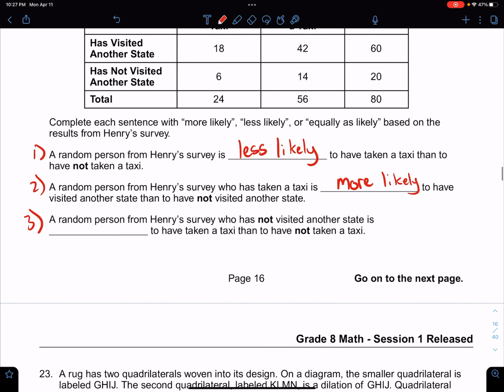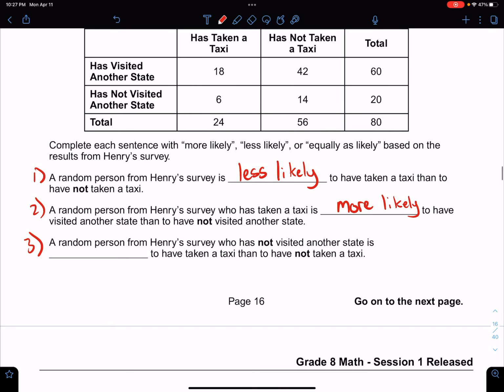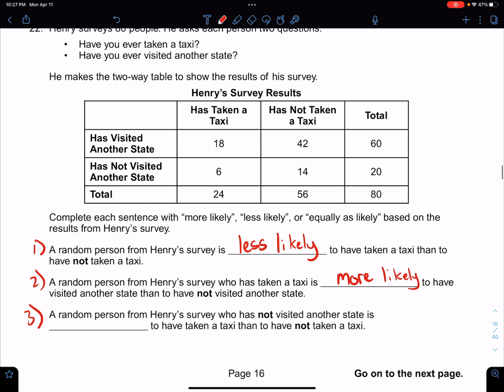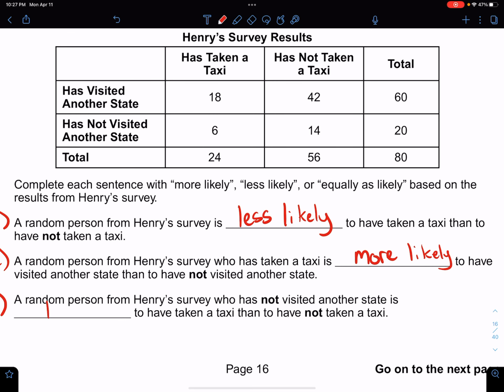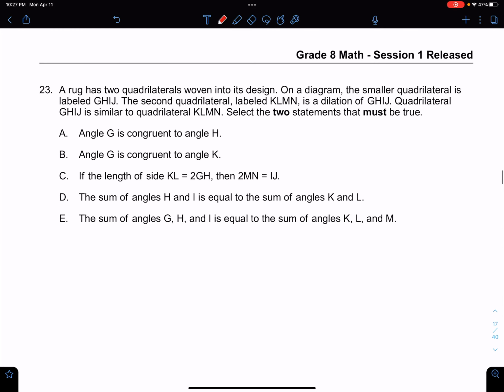Number 3 says a random person from Henry's survey who has not visited another state is blank to have taken a taxi than to have not taken a taxi. So we're looking for people that have not visited another state, and we say, is it more likely that they have taken a taxi or have not taken a taxi? And we say it's less likely. So it's less likely, more likely, and less likely.